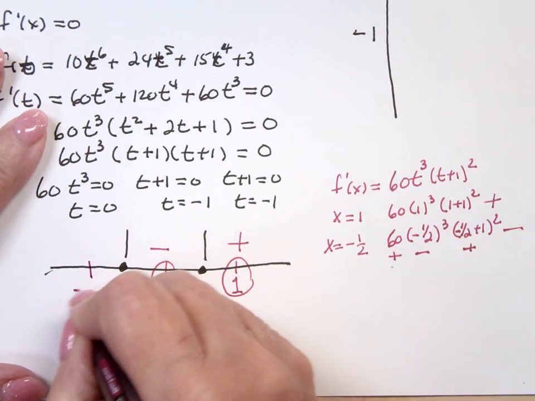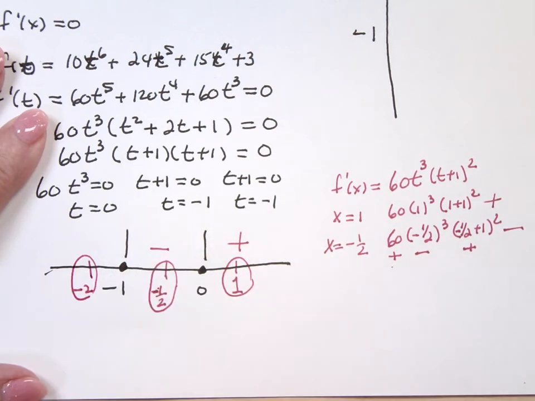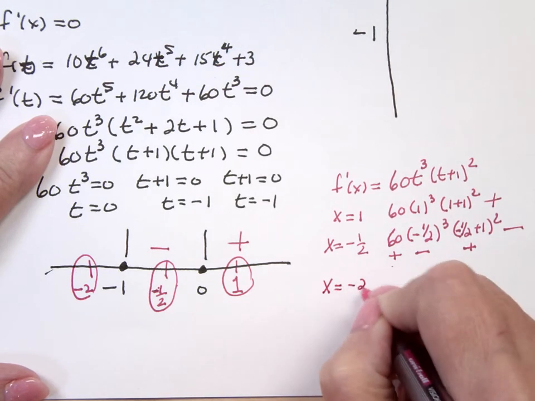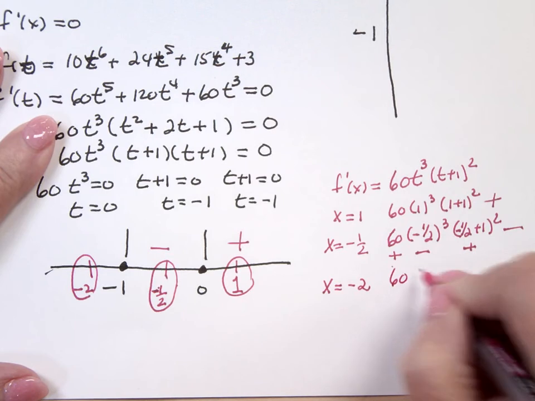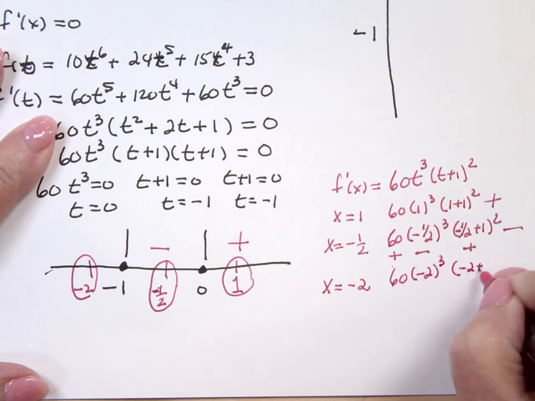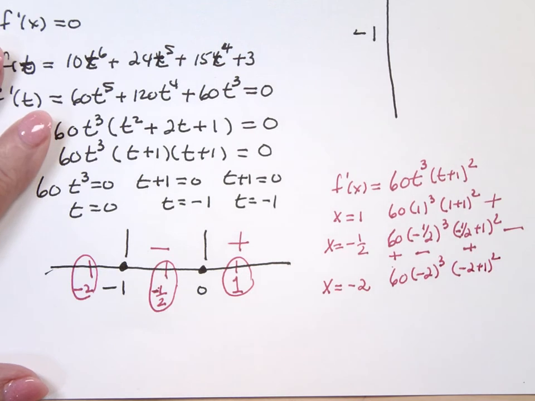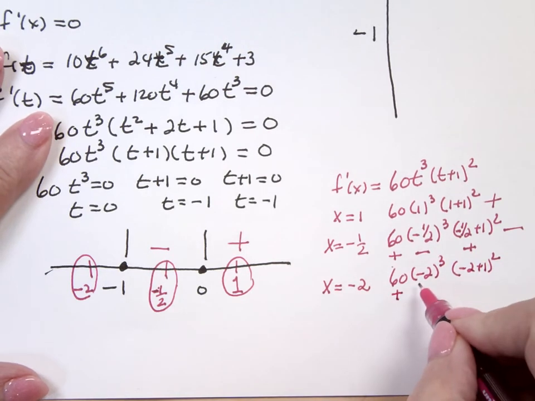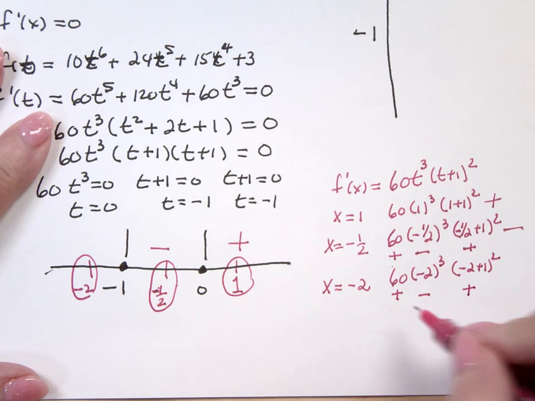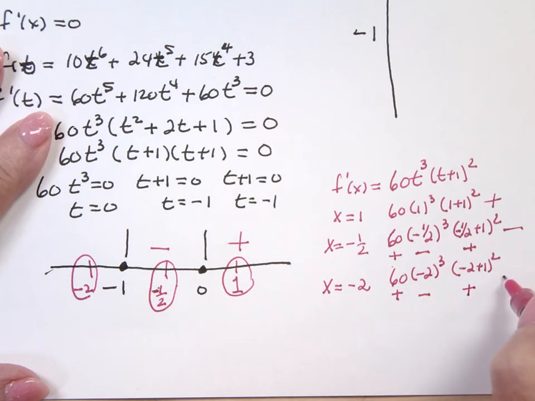And negative 2, again I'm going to circle him because he's a test point. I also do him a different color. I have to save myself from myself. This is 60 times negative 2 cubed times negative 2 plus 1 squared. Positive, negative 2 cubed is negative. Negative 1 squared is positive. Positive, negative, positive is negative.